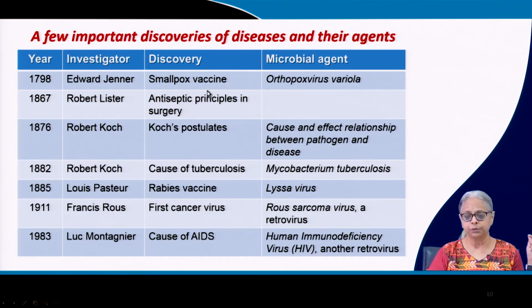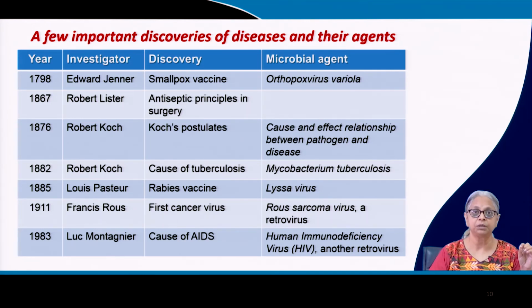I've listed a few important diseases and their agents over here. So I've already mentioned most of these things. I'll come to 1885 with Louis Pasteur, who discovered the rabies vaccine as well, and the causative agent of that was Lyssa virus. Then in 1911 we have Francis Rous, who discovered the relationship between cancer and virus.